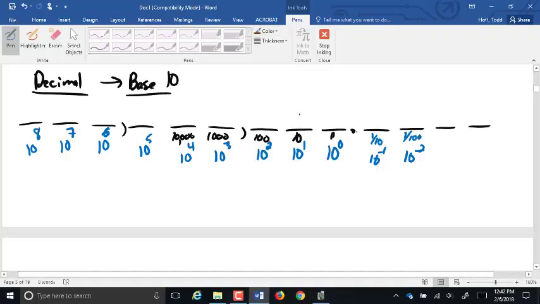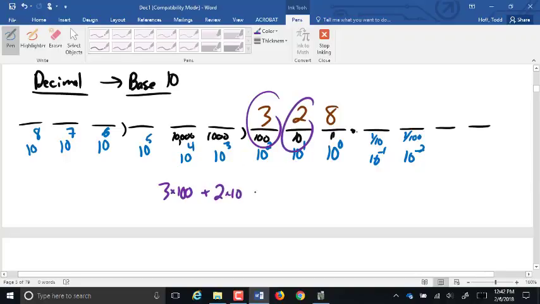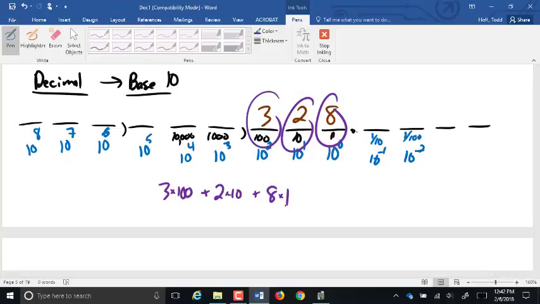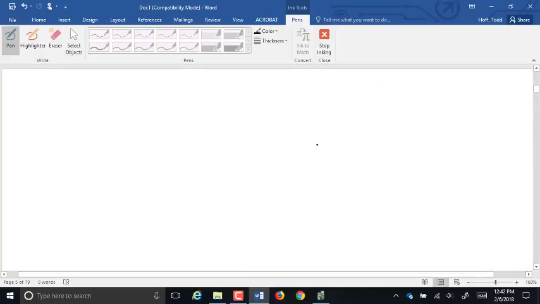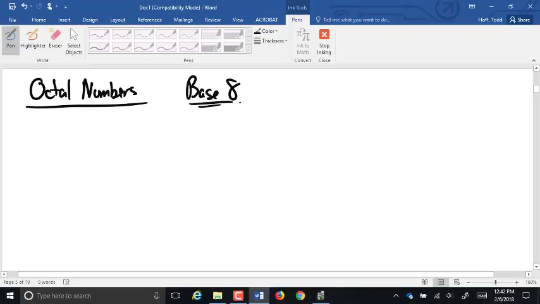If I put in a number like 328, that is just saying that this is 3 times 100 plus 2 times 10 plus 8 times 1. Now it's just convenient that in this number system, in this base, it's still just 328 when they add it up. That's how the number system is designed. That's why we use 10 as our base. We can use other bases, though, for numbering systems. For example, there's octal numbers. Octal numbers are base 8.